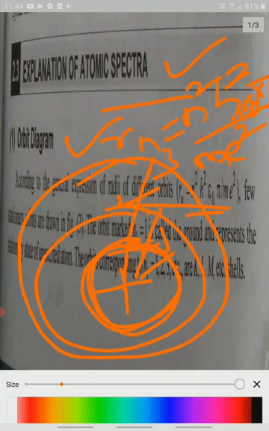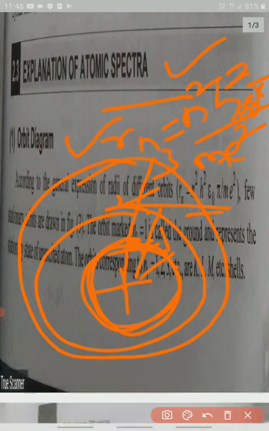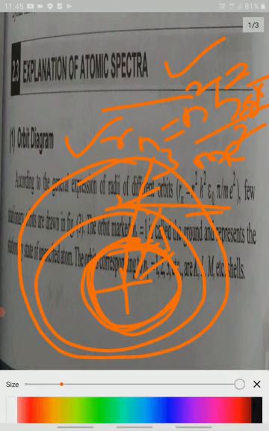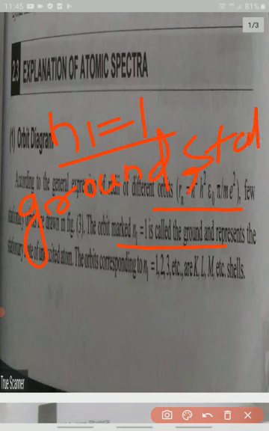In this way, for the hydrogen atom, we derived the formula for the radius of the orbits. We already know that when n equals 1, this orbit is called the ground state, also called the unexcited state.